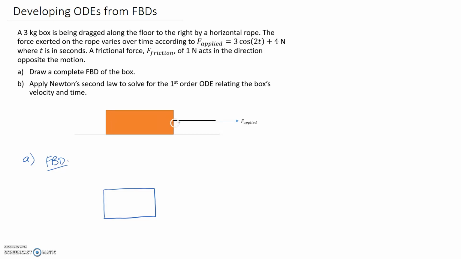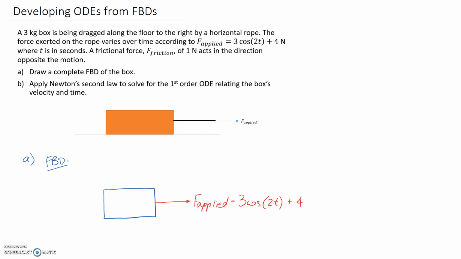So the first one that's pretty obvious, I think, is the one where we have this applied force through the rope. So applying that onto the box, it's going to be to the right. It's been called F applied, and if we want to, we could replace it with this mathematical representation that we're given up in the question. Alright, so that's our applied force.